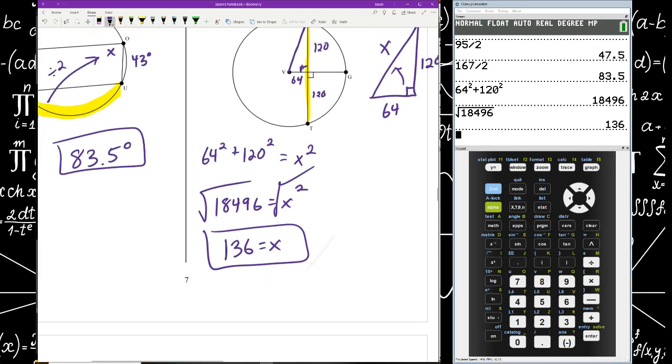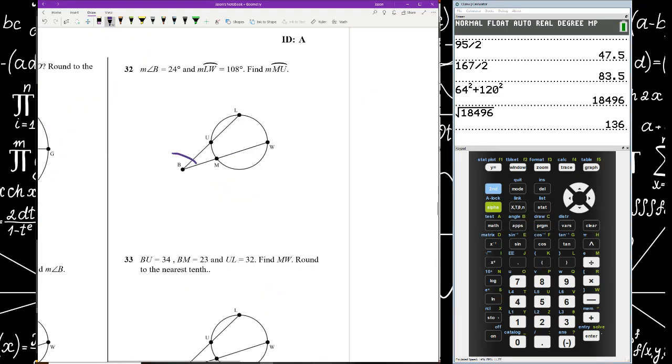Moving on, we are now going to look at number 32. It tells me angle B is 24 degrees. LW is 108 degrees, and we want to find MU. So notice, this is one of the ones with the circles. This time we're looking at angles. So if it's angles, we're looking at in, out, or on. In this case, notice the angle B is outside, so we're doing out.